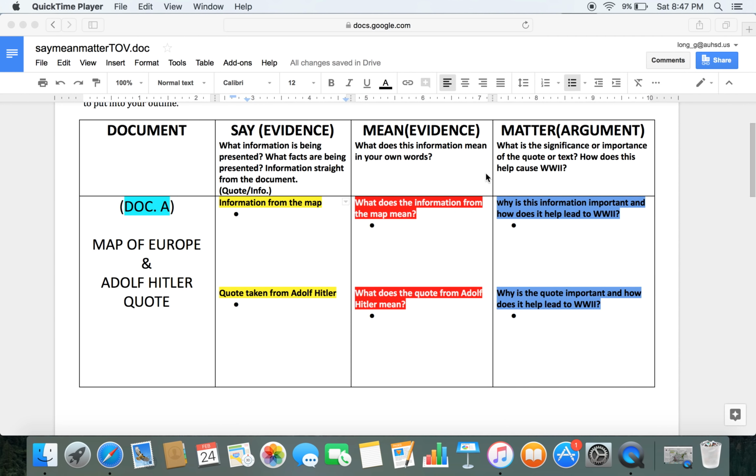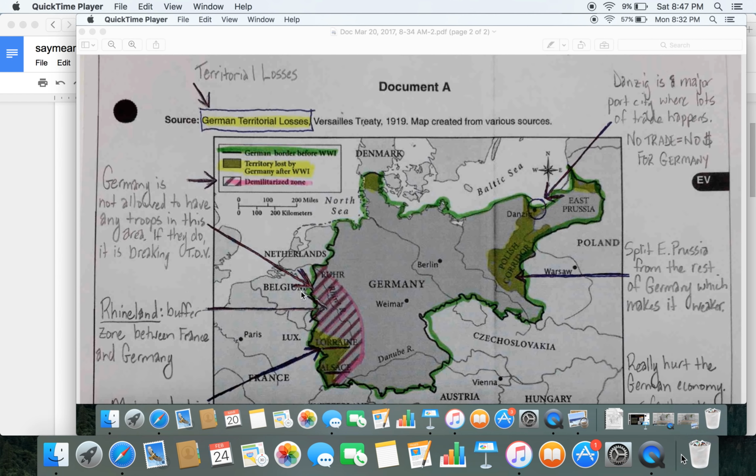So let's take a look at document A first. And document A, of course, has 2 parts to it. The first part is the map of Germany and how Germany is stripped of certain land, and a very important land that is taken away from them. And then the second part, of course, is the excerpt that is taken from Mein Kampf, which is the book that Hitler writes when he's in jail in the early 1920s.